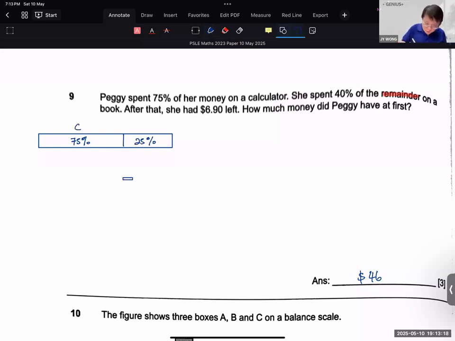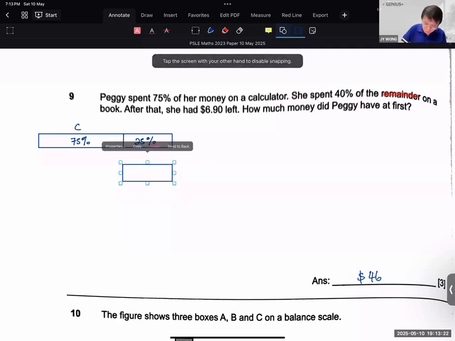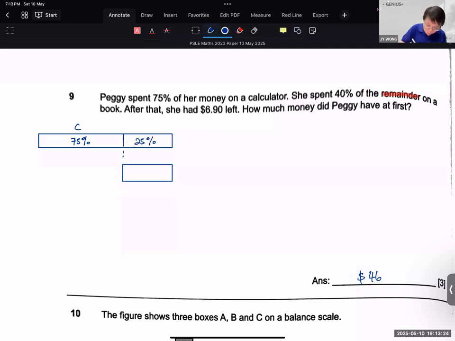You have a 40% remainder, which means what? Remainder model, draw a drop down, right? Some of you are still not drawing your drop down model for your remainder, and it's really something that you should take note of. Remainder, if you are going to draw a model, draw a drop down model.